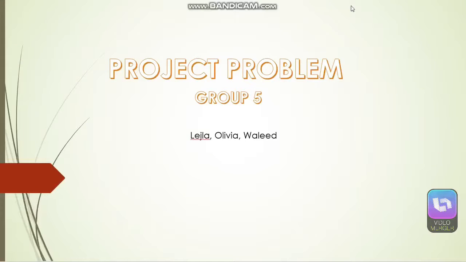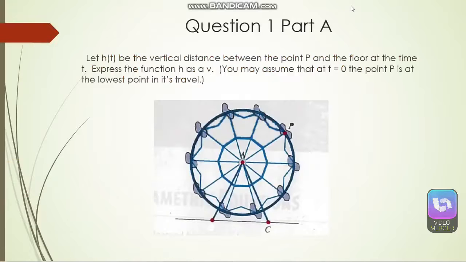This is group 5 and this is our project problem. Our question states: the figure below shows a Ferris wheel at an amusement park. The wheel has a radius of 40 feet and the center of the wheel is 45 feet above the floor. The wheel makes one full rotation in 40 seconds.